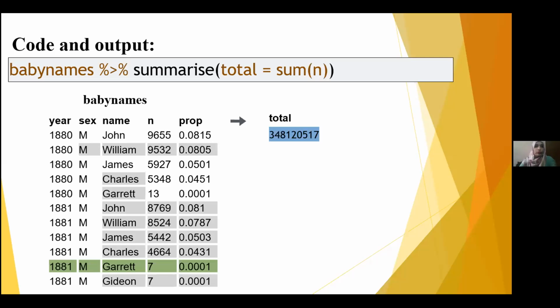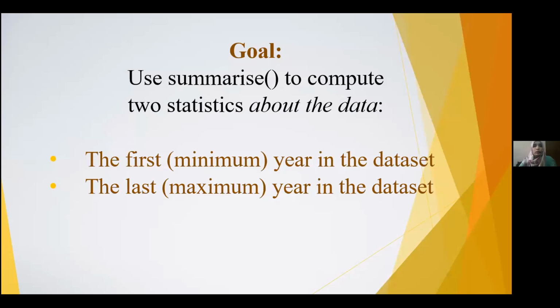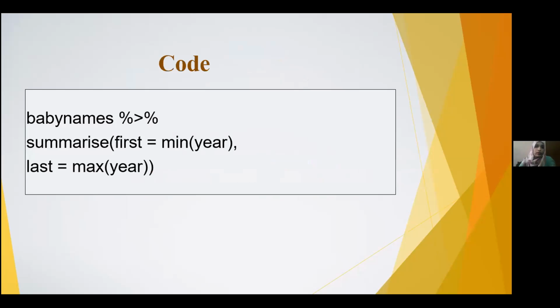So let's learn the summarize function with another goal. In the previous section we used only one argument in the summarize function. In this slide, our goal is to calculate two statistics: the first year, or the minimum year in the data set, and the last year, or the maximum year. So let's see what the code will be. Baby names, the pipe operator, and the summarize function. The arguments will be the minimum year and the maximum year. First equals tells us that we have named the column first, to let us know that the minimum year is the first year in the data set, and last is again the column name, that is the maximum year in the data set.